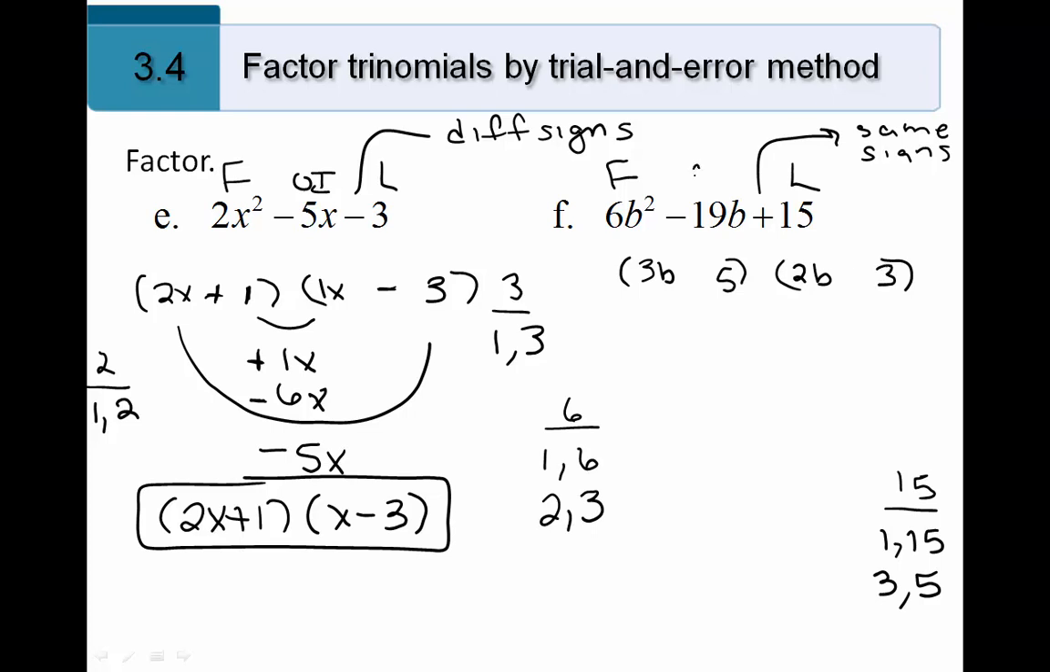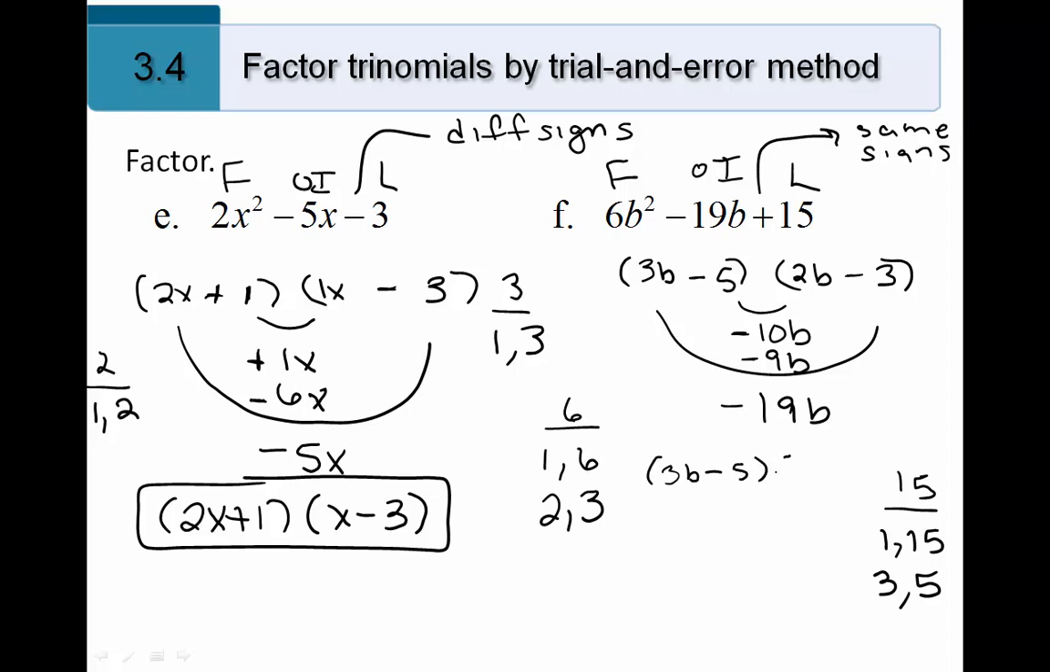Check your inner and outer. Notice it needs to add up to negative 19b. My inner, 5 times 2b is 10b. My outer, 3b times 3 is 9b. They both have to be the same sign. As long as they're both negative, they will add up to negative 19b. That's not so bad. So we get 3b minus 5 multiplied by 2b minus 3. Or you may have 2b minus 3 multiplied by 3b minus 5.